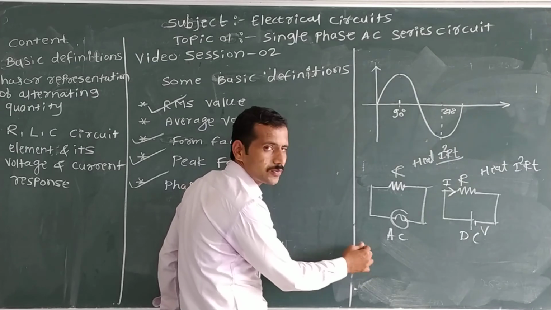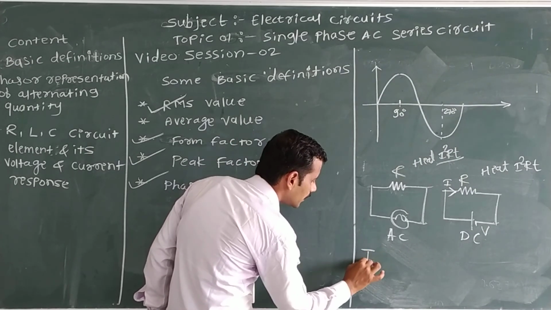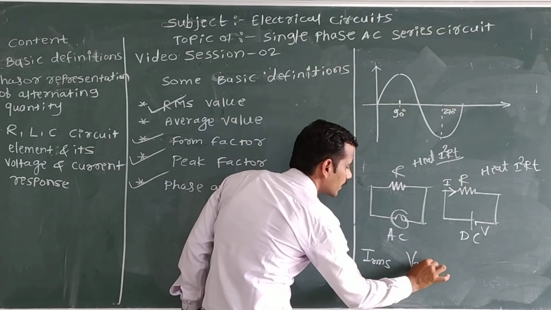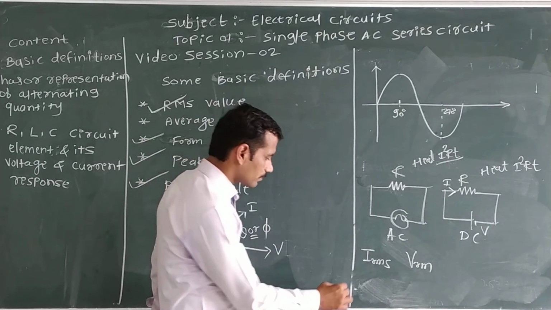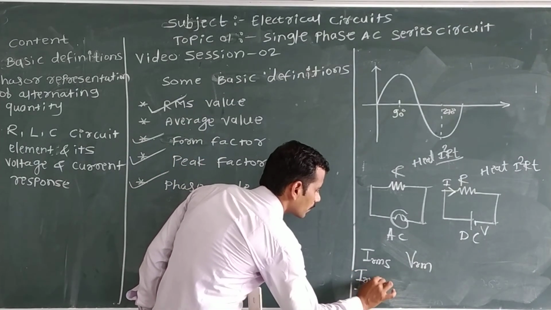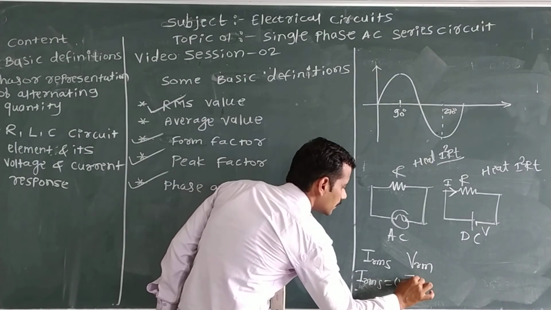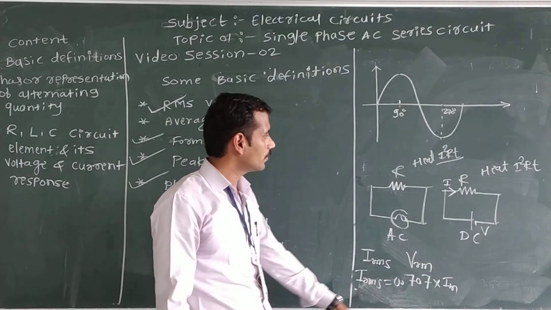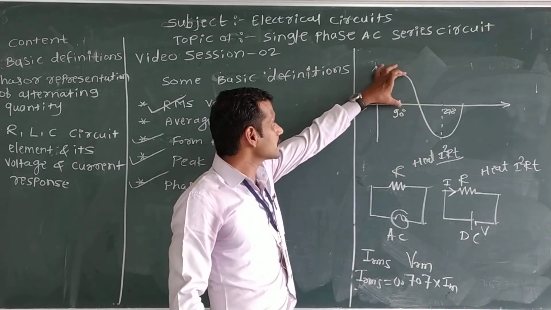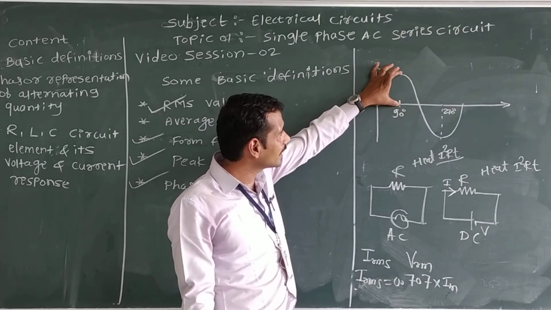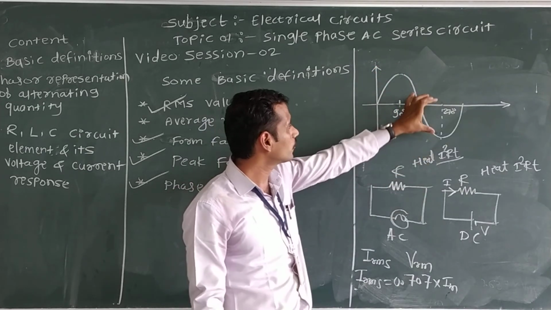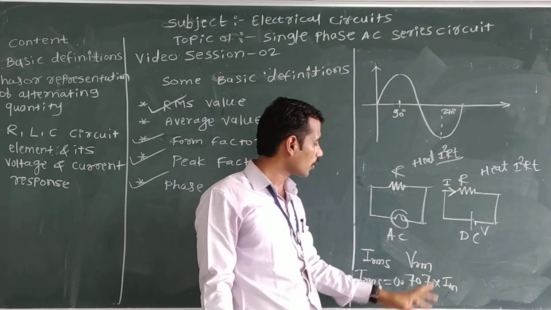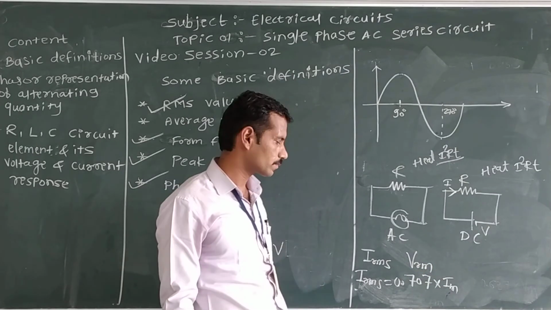RMS value is denoted by IRMS for current and VRMS for voltage, and it is given by IRMS equal to 0.707 into maximum value, that is IM. Maximum value means peak value. For the positive half cycle, 90 degree shows peak value, and for the negative half cycle, 270 degree shows peak value. So we take peak value VM for voltage and IM for current.